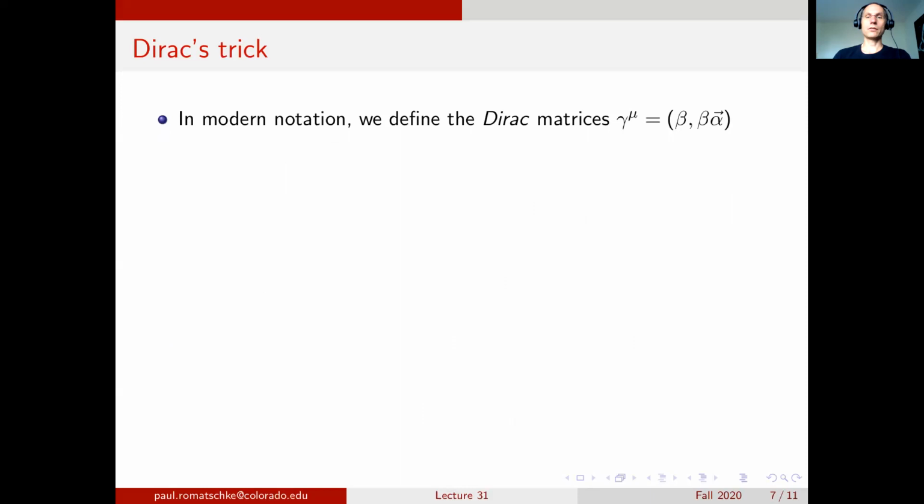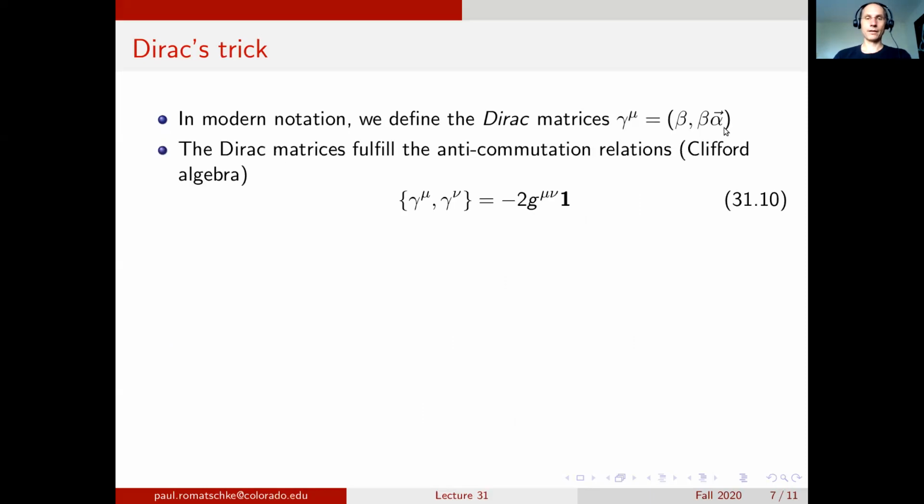In modern notation, we usually define the following Dirac matrices, which we denote as gamma^mu. And these are equal to the matrices alpha and beta in the following form. So gamma^0 is beta, and gamma^i is beta times the individual alpha matrices. The Dirac matrices then fulfill the anti-commutation relations: the anti-commutator of gamma^mu and gamma^nu is minus twice the metric g^{mu nu} times unity.